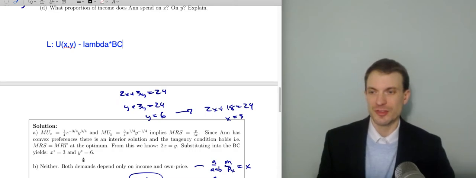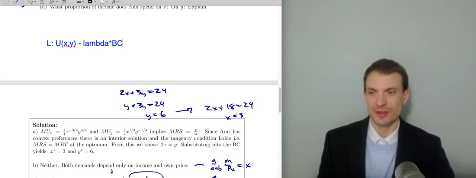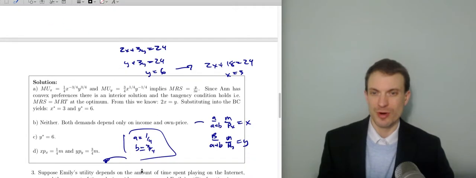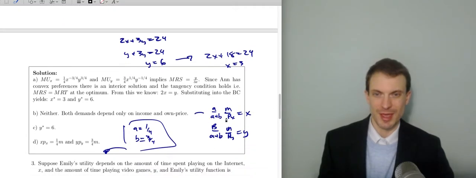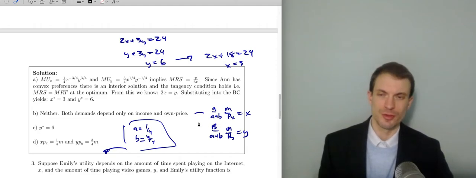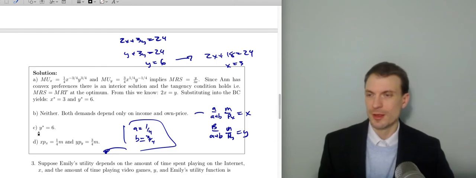All right. Are these substitutes or complements? Neither, because both demands depend only on income and own price. These are our general Cobb Douglas demands for good x and for good y. It doesn't depend on the other good's price, so we can't observe substitutability or complementarity. Although there's something else we could say, but we won't worry about that here.